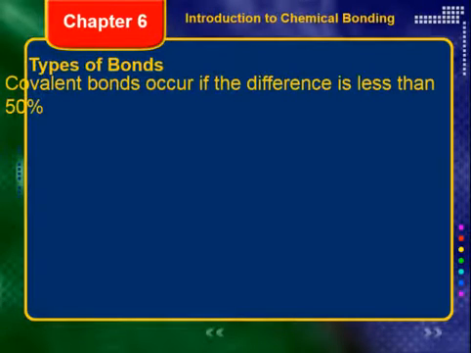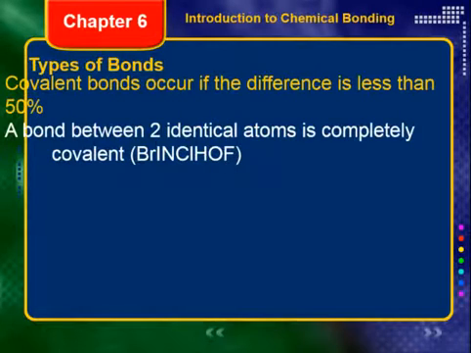So, when we're talking about ionic character and covalent character, we're going to see covalent bonds occur if the difference in electronegativity is less than 50%. So, let's look at some examples of covalent bonds. A bond between two identical atoms is completely covalent. That's that pure covalent bond that we talked about earlier. That's very rare. It does happen, but it is rare, and in fact, it only occurs between certain atoms.